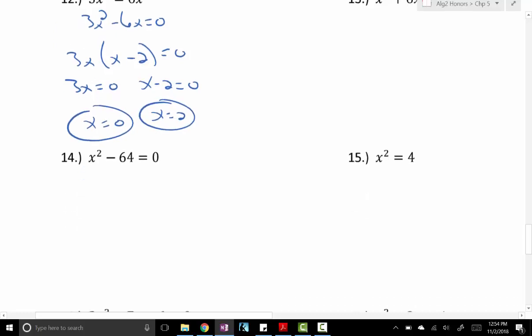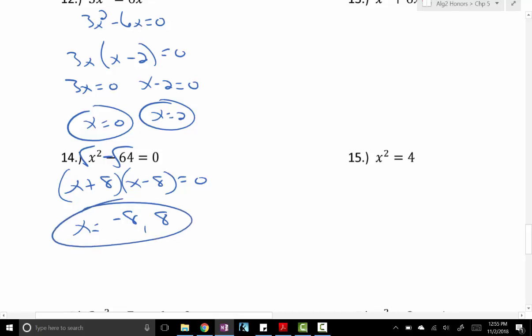Ooh. You know what just caught my eye? These are perfect squares. So x plus 8 and x minus 8. Anytime I can factor, I want to do that. X equals negative 8 and positive 8. Ooh! Look at that. We're going to subtract the 4 over. X plus 2, x minus 2.